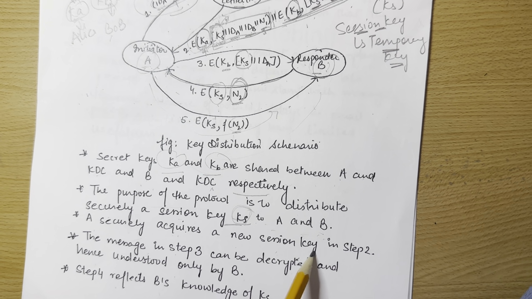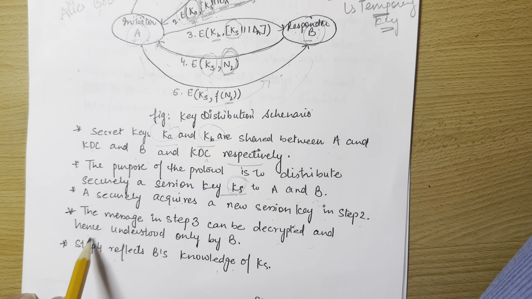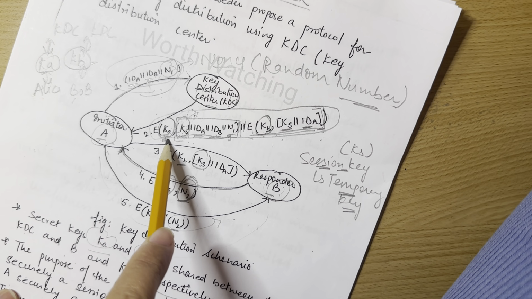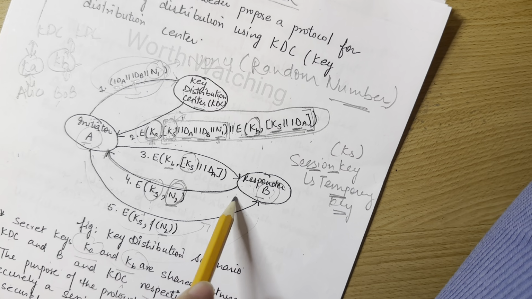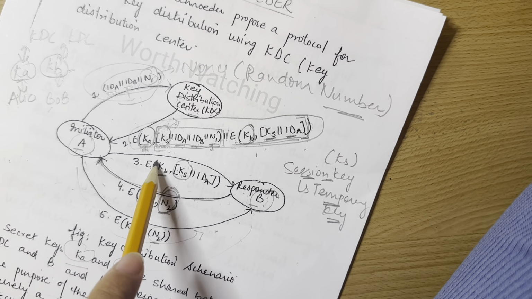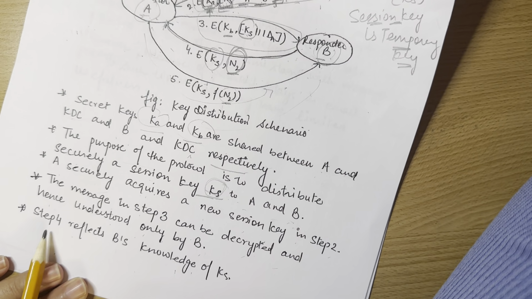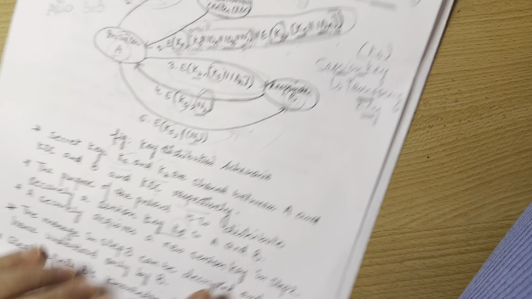A acquires a new session key in step 2. The message in step 3 can be decrypted and hence understood only by B. So in step 2, Alice will automatically understand KS, and in step 3 Bob will get the KS because this is only understandable by Bob. So step 4 reflects B's knowledge of KS.